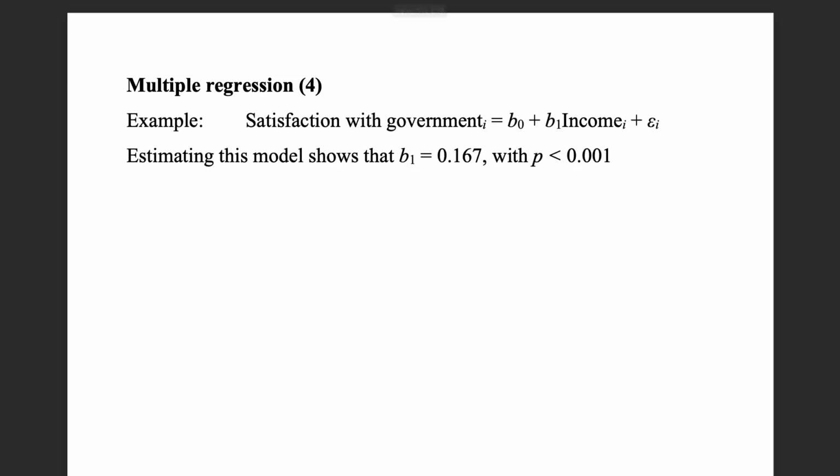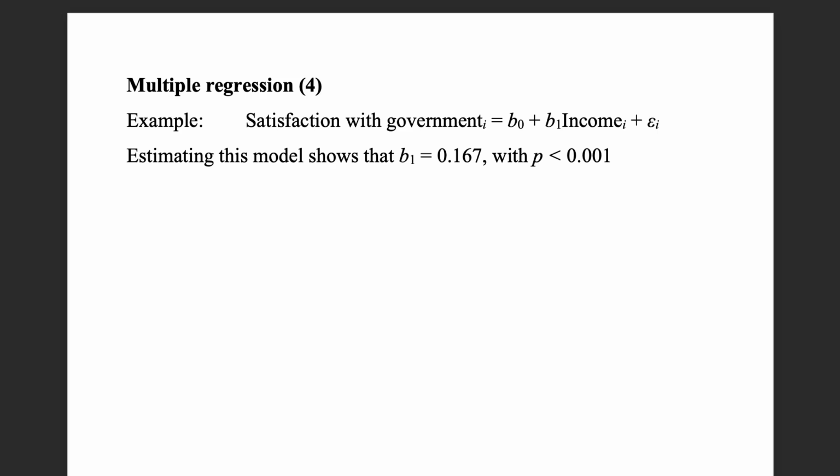Yeah. So in the example that we used, we can estimate the simple linear regression model for satisfaction with government as B0 plus B1 income plus some error term. And we did that in one of the last lectures. We found that the regression coefficient for income is 0.167. Yeah, so for every decile of household income higher, the predicted value on satisfaction with government increases by 0.167 points.